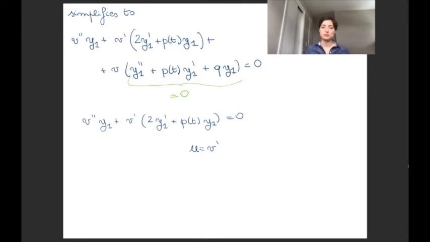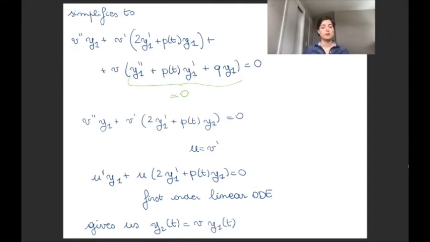This might look like a second order ODE, and in a certain sense it is, but if you replace v prime by a new function, u, this turns out to be a first order ODE, a first order linear ODE in u that we know how to solve. So if we solve for u and then we integrate in order to retrieve v, we can write y2 as v times y1, and we only have to solve a first order linear ODE instead of a second order linear ODE. So we have decreased the order of the ODE we need to solve, just by knowing one solution and trying to build a second solution based on that.